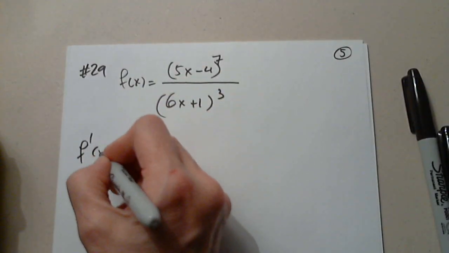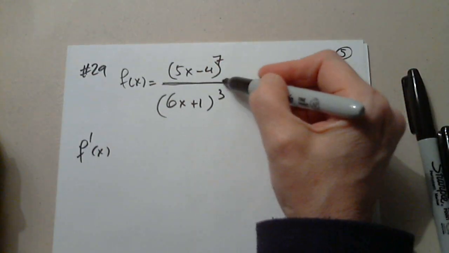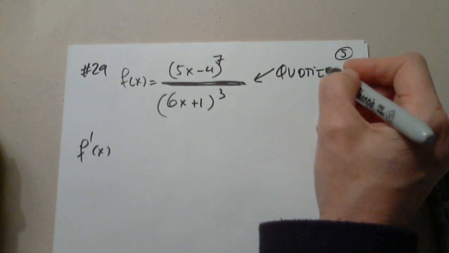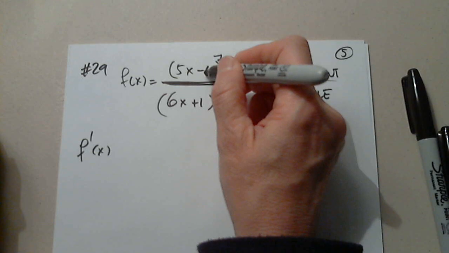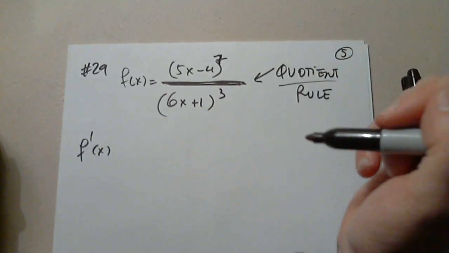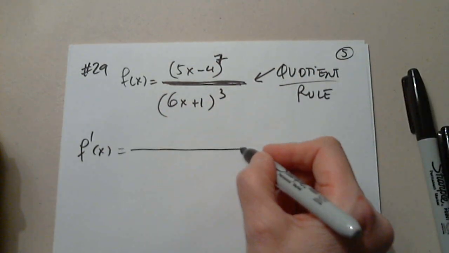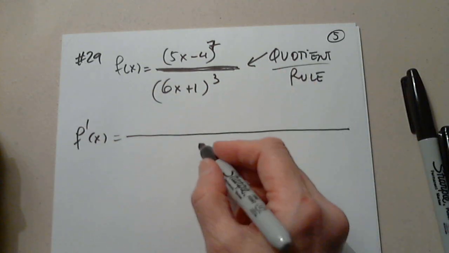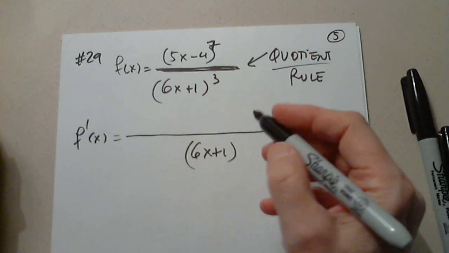We want to find f prime for this function. Of course, how do I know I have to use the quotient rule? Because I see this. It's a ratio, so I have to use the quotient rule. Now, because 5x minus 4 has power 7, I also have to use the chain rule. So I write a long fraction line. I copy the denominator squared. When I square a power, I multiply.